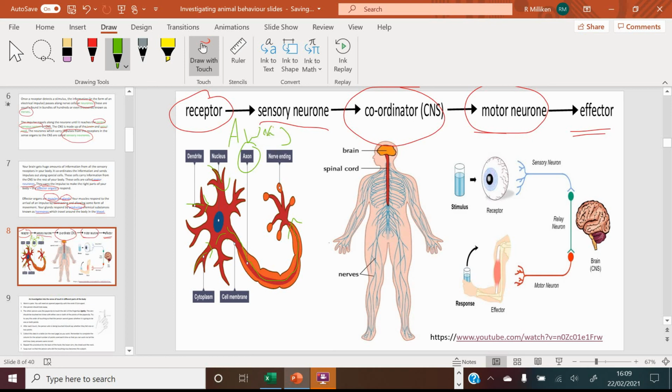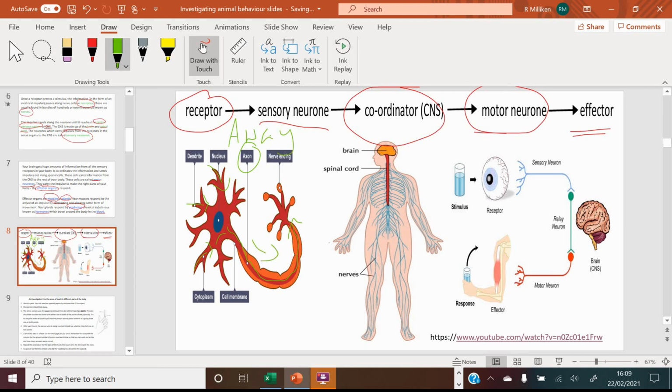takes the signal away. My handwriting combined with this pen isn't great. Okay, let me try that again. So that's how to remember. So that's the direction of the signal.